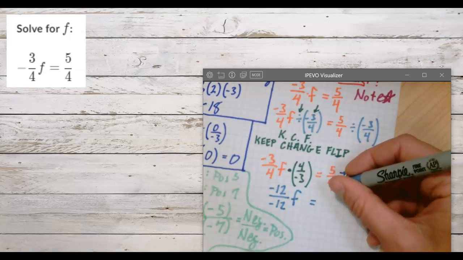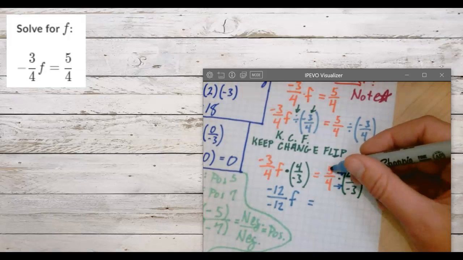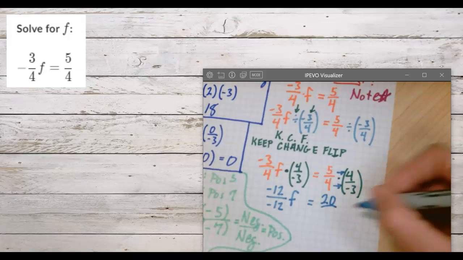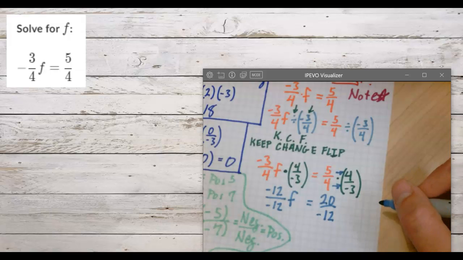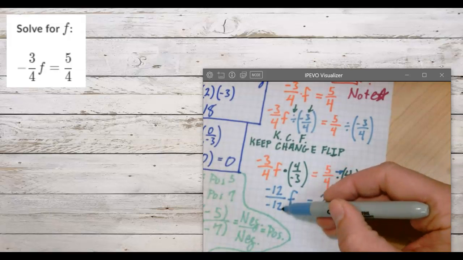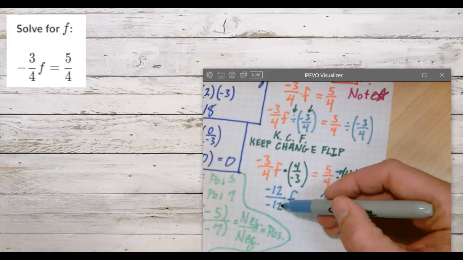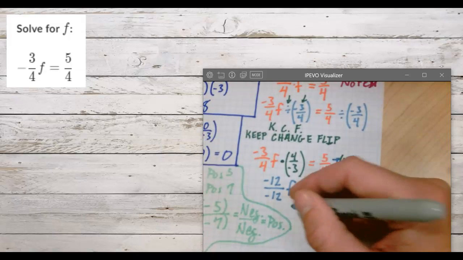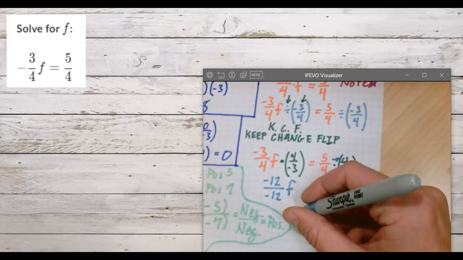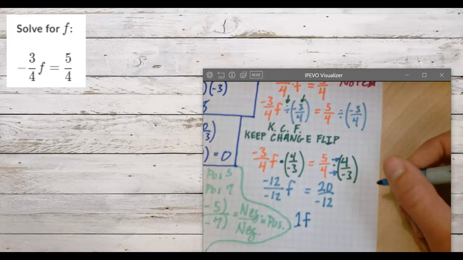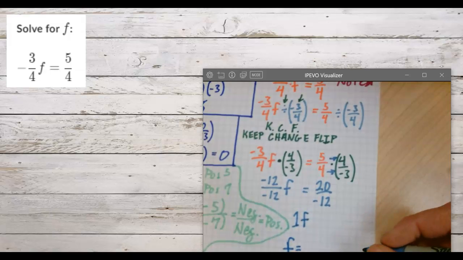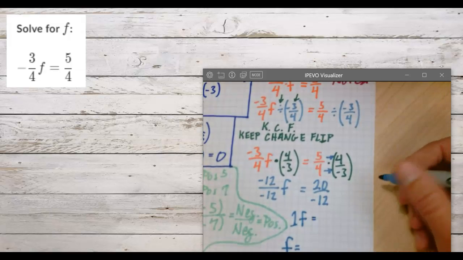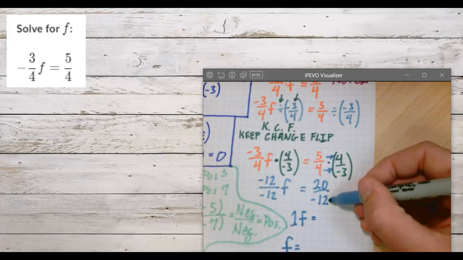Remember when we multiply straight across. 5 times 4, 20. 4 times negative 3, negative 12. A number divided by itself, always 1. Guys, I got some people not writing with me, and I am going to be done in like 2 minutes, I promise. So we get 1f, which we don't really need to write because I don't say 1 Nate. I just say Nate. I don't say 1 Stella. I just say Stella. 20 over 12, I know they're both even.